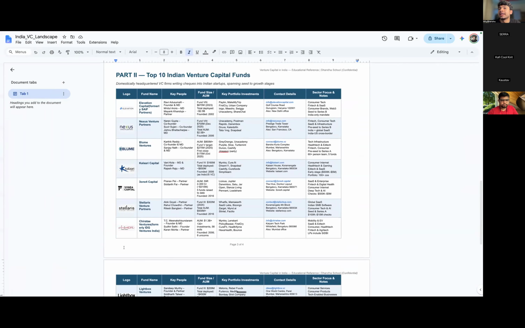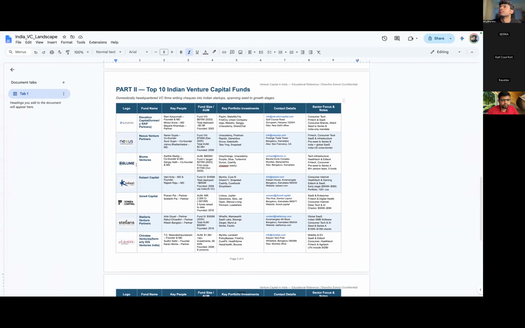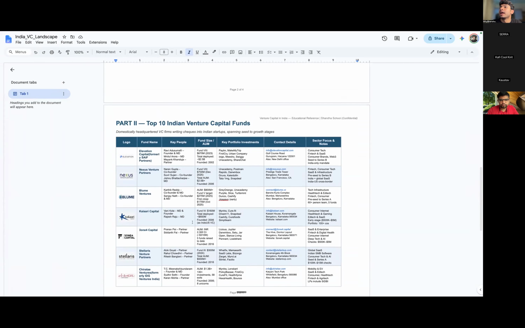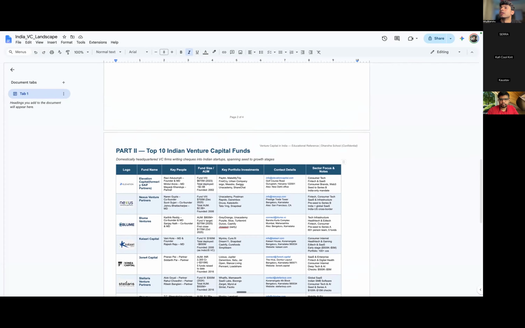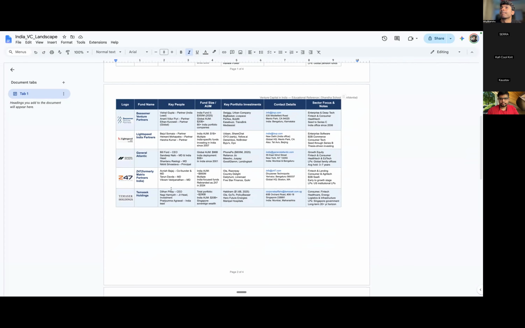Waterbridge, India Quotient, Lightbox, Chiratae, Stellaris, 314 Capital, Kalaari Capital, Bloom, Nexus, and Elevation. I don't think this is necessarily in decreasing order of fund size, because you can see that Bloom has probably the highest AUM.